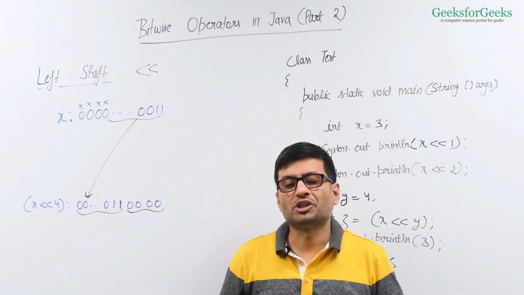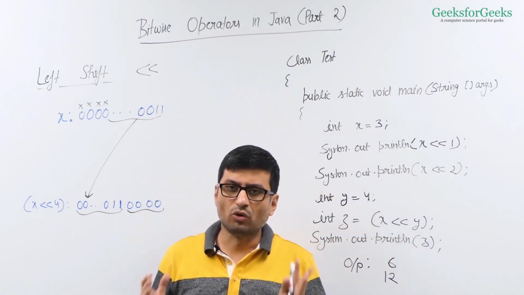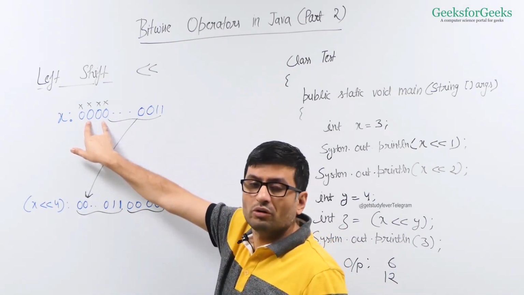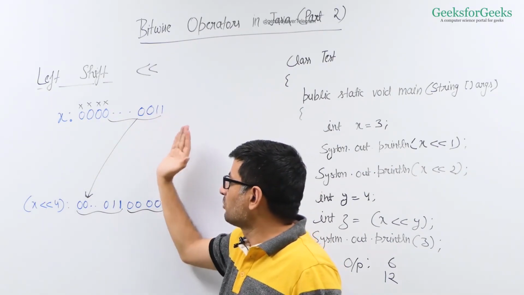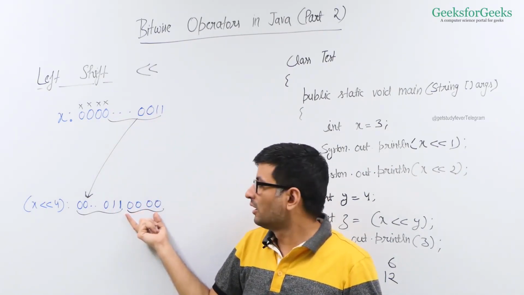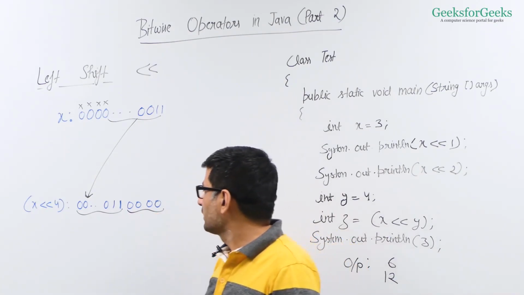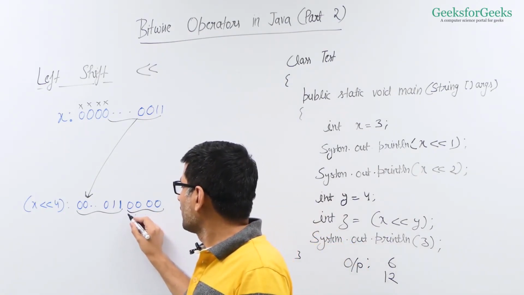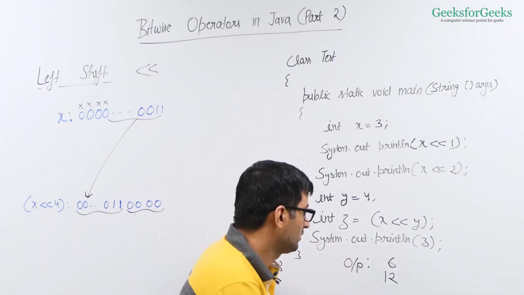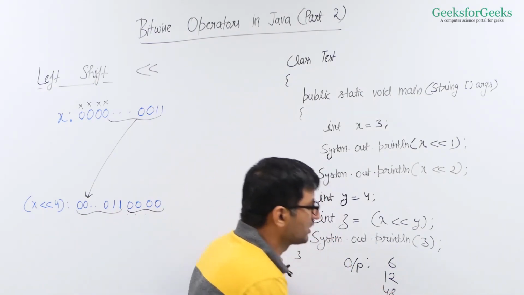Let us see what is the result of x left shift 4. When you left shift by 4, your 4 leading bits are ignored. The remaining 28 bits are moved ahead and 4 zeros are added at the end. So what is the decimal value of this? 1, 2, 4, 8, 16, 32. 16 plus 32 is 48. So you will get 48 as an output.